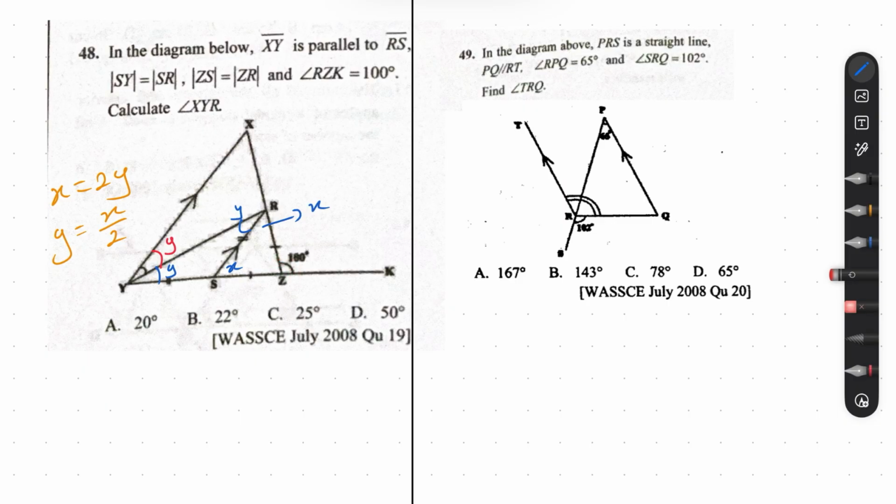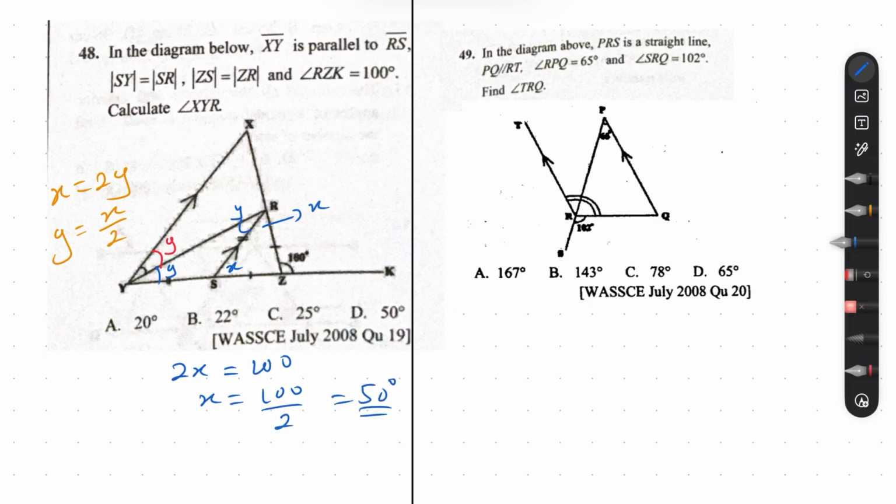Now we know that the sum of two interior angles will give us the opposite exterior angle. So when we add this angle and this angle, which is x, we should get 100. That means 2x is equal to 100. So we find x to be 100 over 2, which is 50.